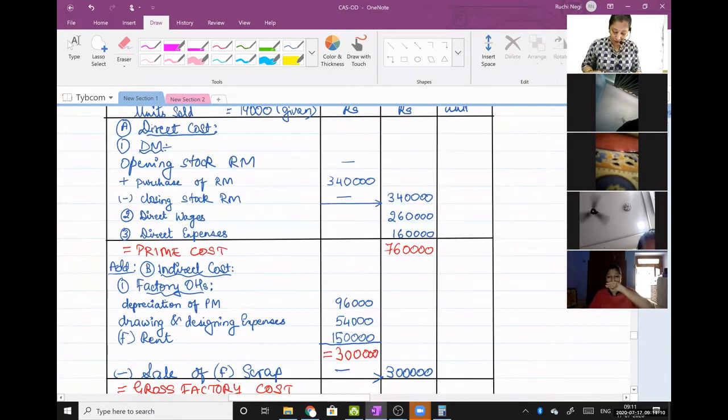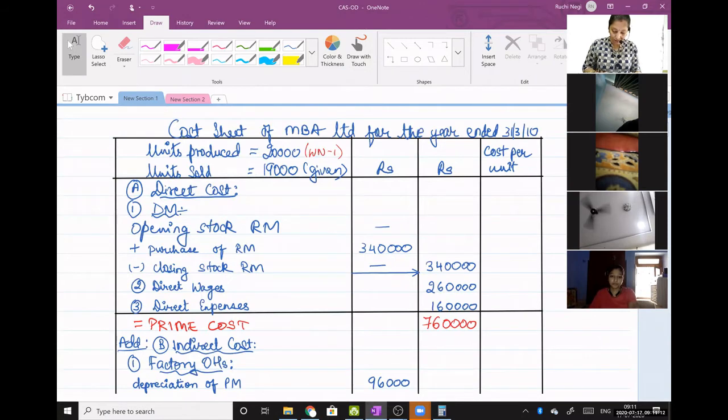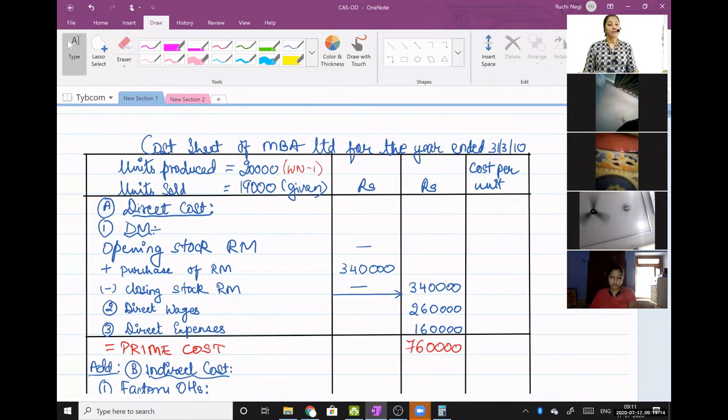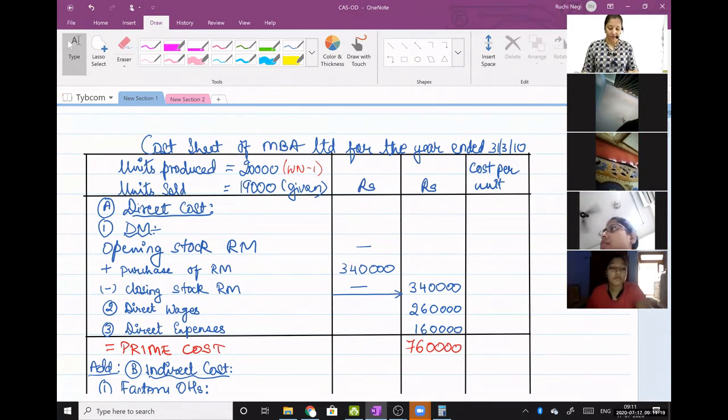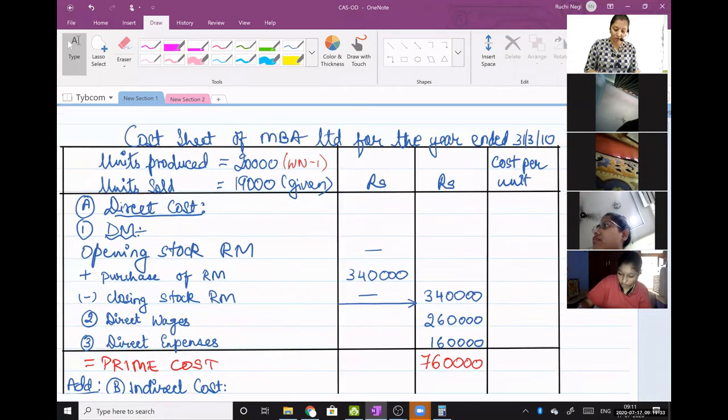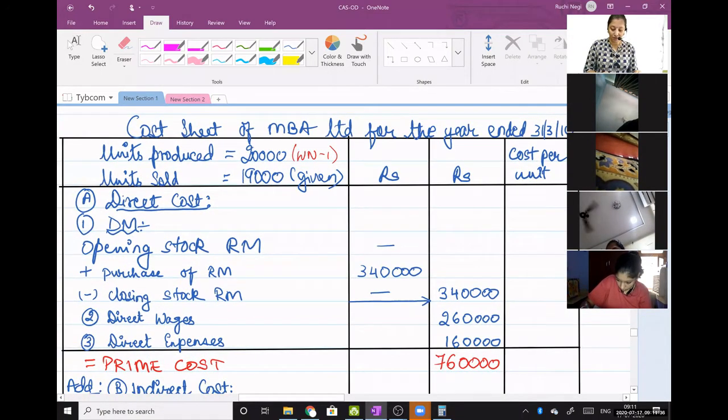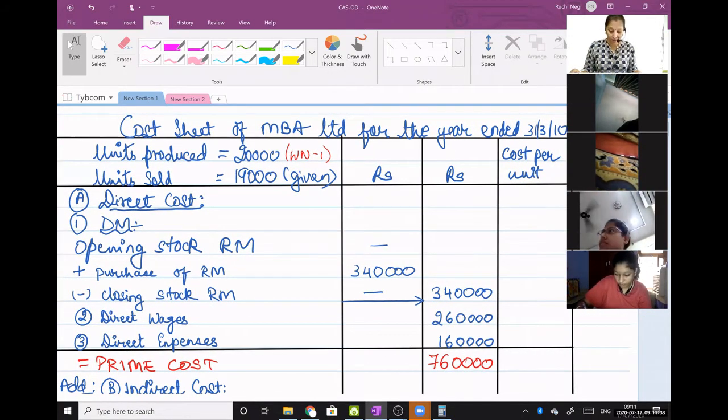Let us come to our cost sheet. Cost sheet of MBA Limited for the year ended 31st March 2010. Rupees 2 columns, inner column and the outer column, and the cost per unit column. Units produced, we just found 20,000, so right there, working note number 1. And units sold 19,000, which is given in the question.